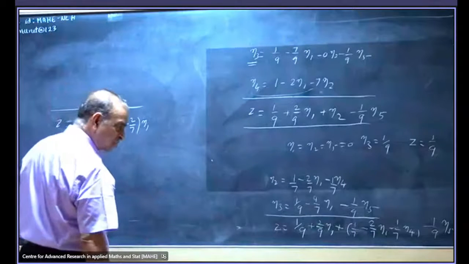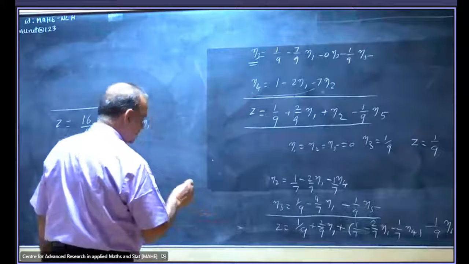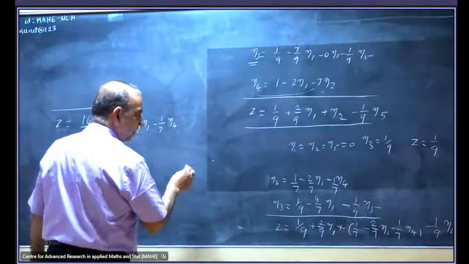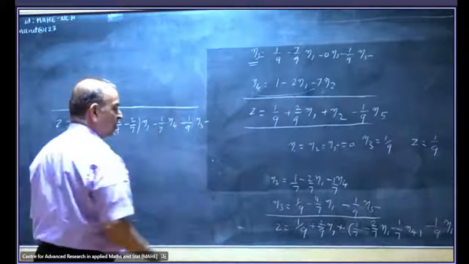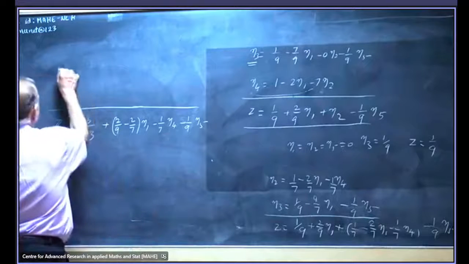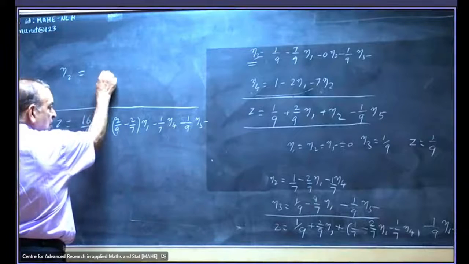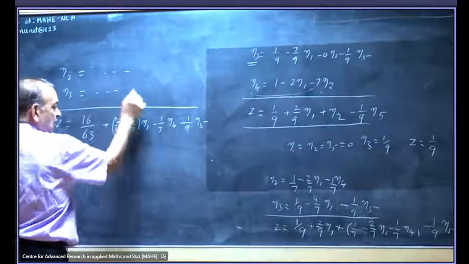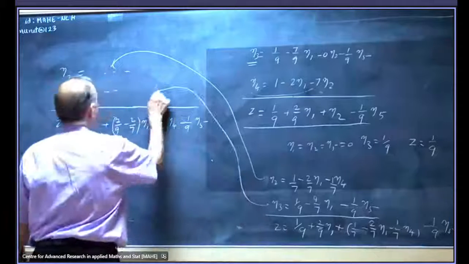Don't do any calculation. Minus 1 over 7 eta 4, minus 1 over 9 eta 5. Okay? And you can copy the eta 2, eta 3, whatever this is. Okay?